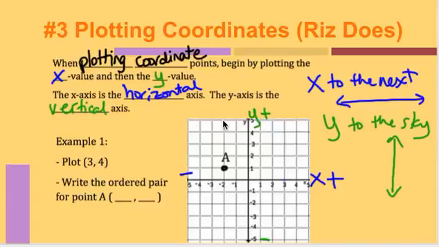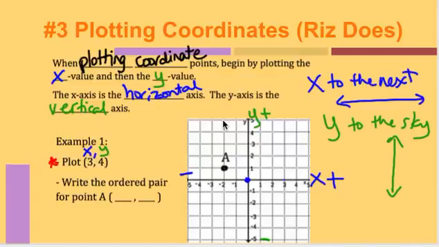Now let's look at this example. This example is going to ask us about two different points. The first part asks us to plot 3, 4. Now remember, these always go x, y, always in alphabetical order. So I'm always going to start at the origin, point 0, 0. That's the one that I just made right in the middle right here.